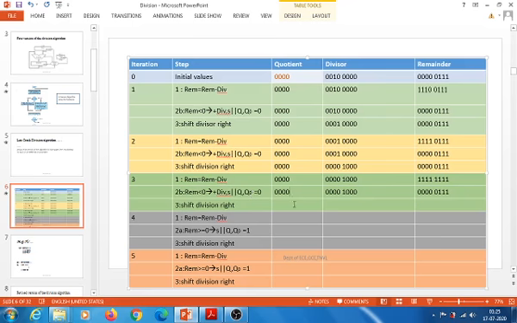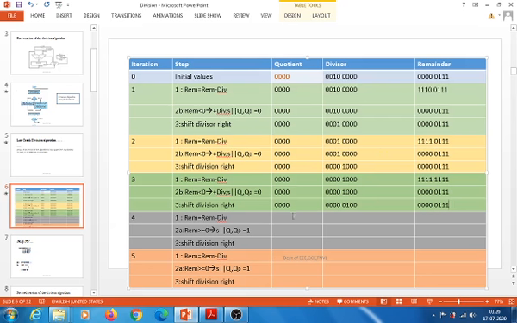Okay, and the next thing is that we need to shift the divisor register right. So all others remain the same. If I shift this to the right, 0 0 0 0 0 1 0 0. Okay, and this result remains the same, 0 0 0 0 1 1 1. Okay, and next iteration, the fourth iteration.